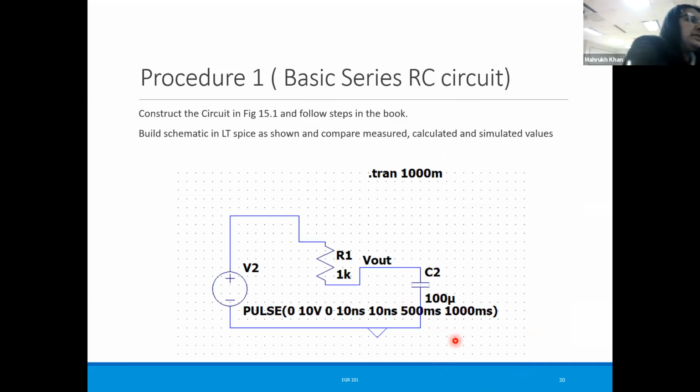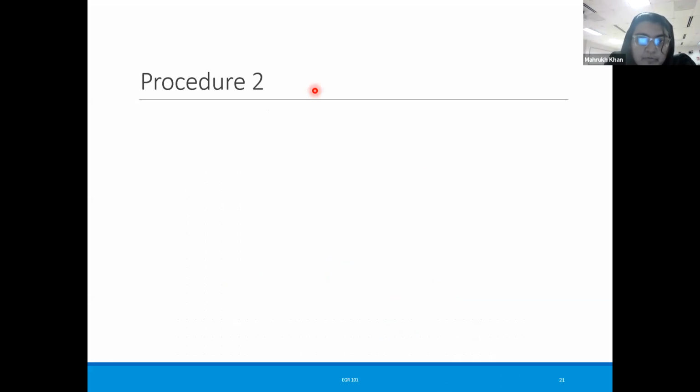So now let's see what we have to do. It's the 15th experiment we will do. In the 15th experiment, we have four procedures, okay? So I will do the LTspice of procedure 1 to show how you should build the capacitor circuit in the simulation and how you should do it in the practical. So we will see that. But first you have to do procedure 1, then procedure 2.